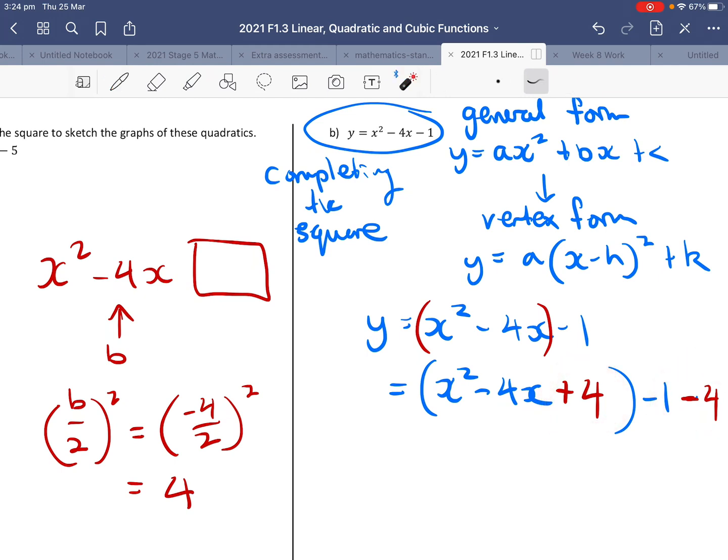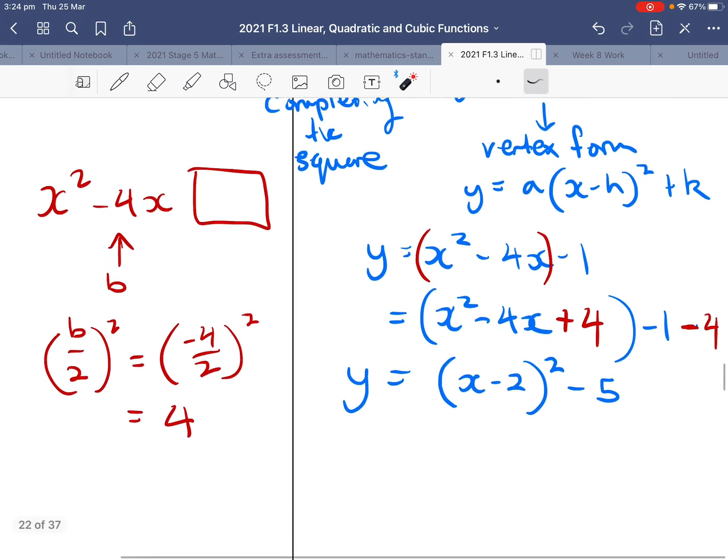And that means that this side is still the same value, but I've just manipulated it so I can make a perfect square. So my next job is to take this and rewrite it as the perfect square that I need. And that as a perfect square is (x minus 2) all squared. I'm now going to simplify the end part. Minus 1 minus 4, that's minus 5. And so now I've converted what started in general form into this vertex form.